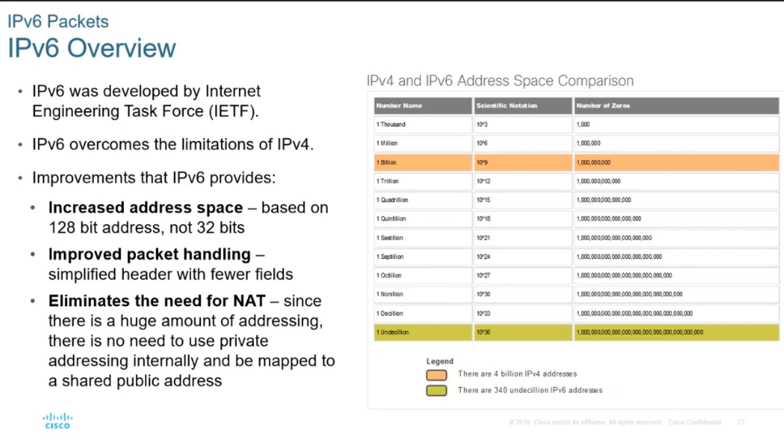Yan. So ito yung comparison ng IPv4 and IPv6 address space. Ito yung 1 billion. Ayan. So, there are 4 billion IPv4 addresses. And then yung IPv6 naman, so there are 340 undecillion IPv6 addresses. So, dami. Mga IP address.